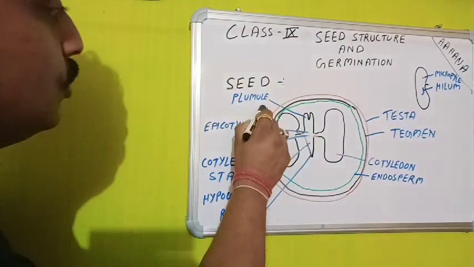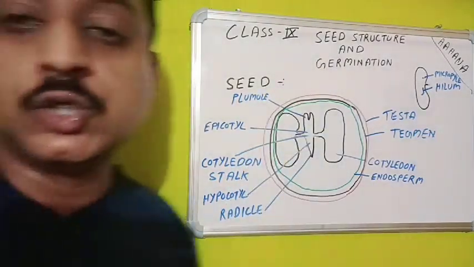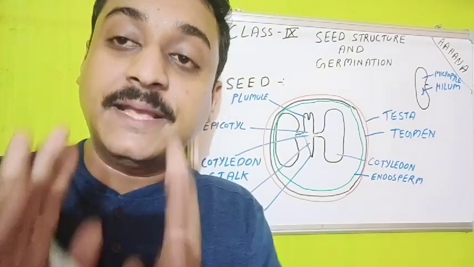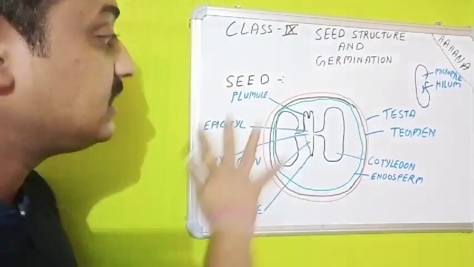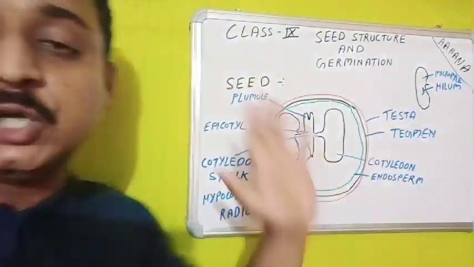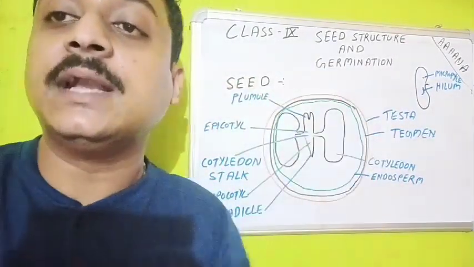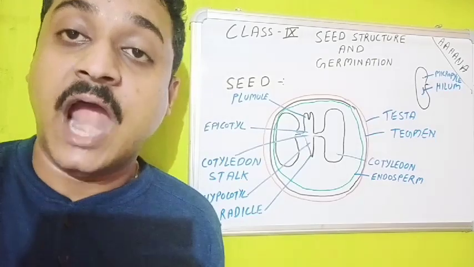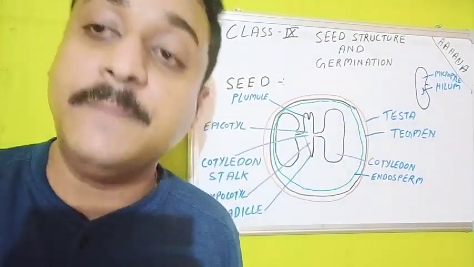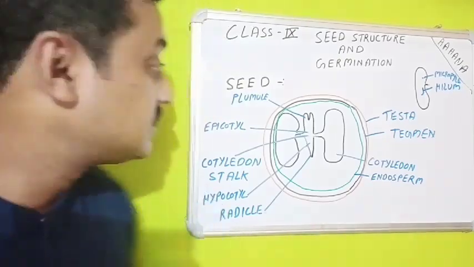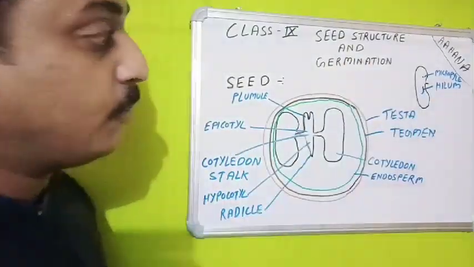Now, plumule. This plumule will develop into a shoot. This is the basic thing behind the structure of the seed. These are the few basic things. First we need to learn these, then only we can enter the technical part of the chapter. If we do not know these things properly, then we cannot understand the base and concept of the chapter. So this is how I define this whole part.